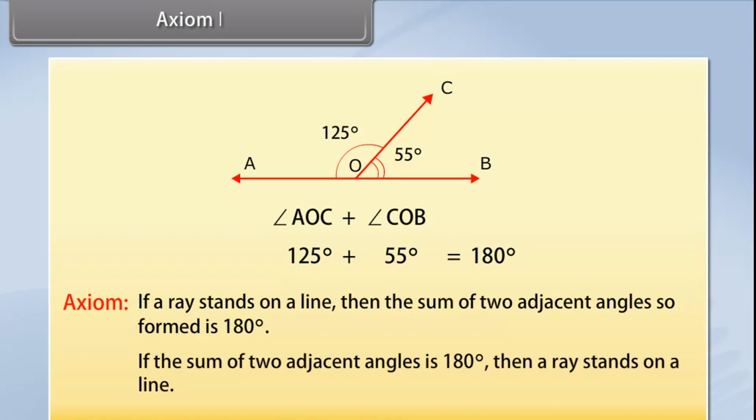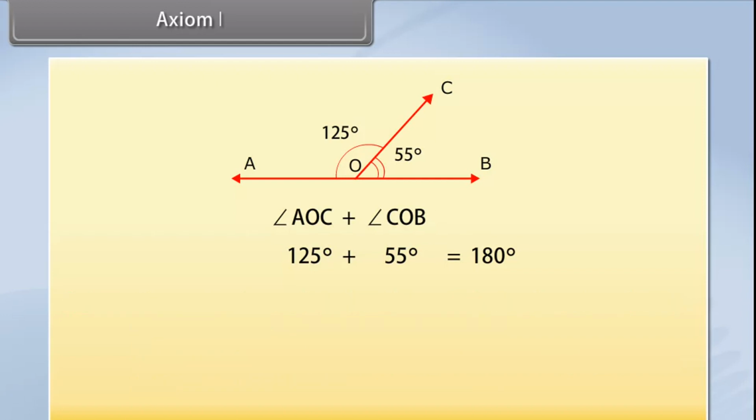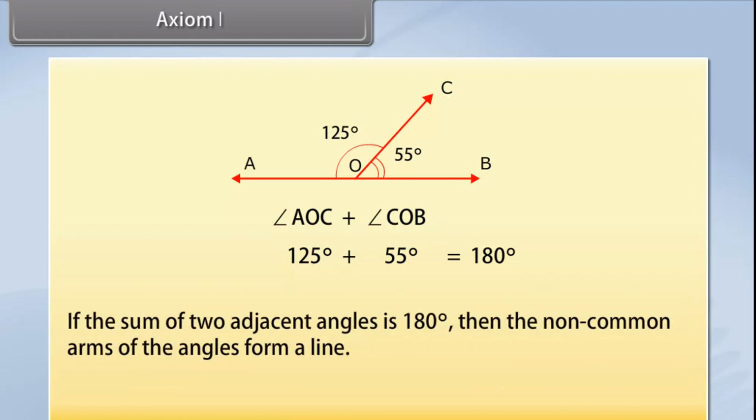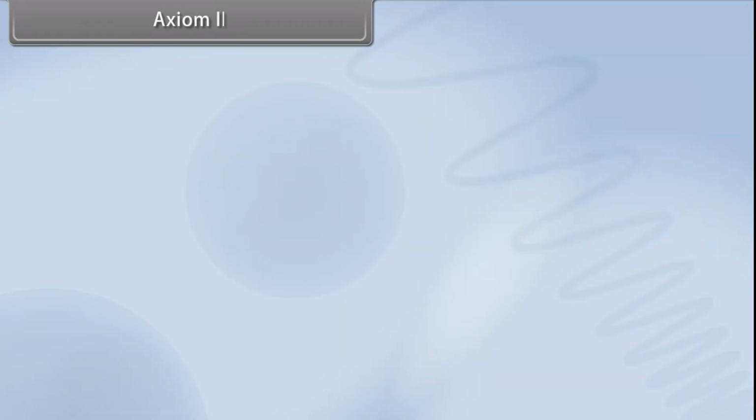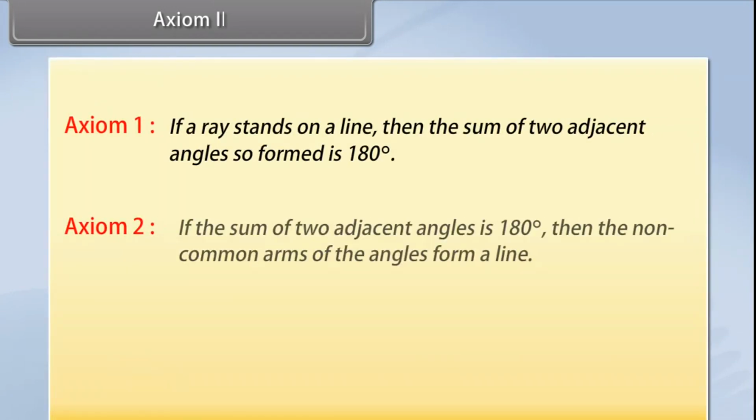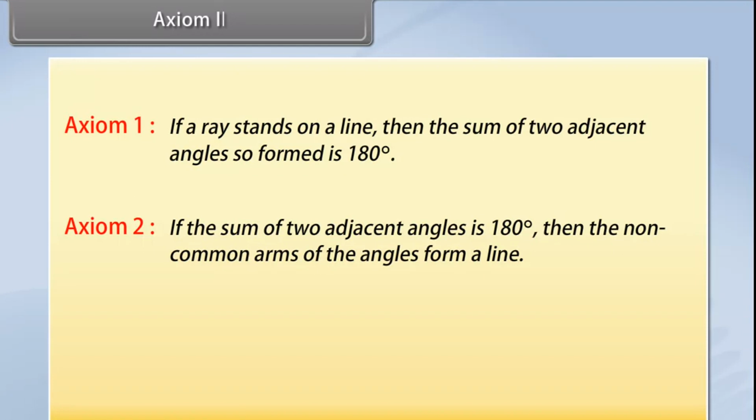And we can state it in the form of another axiom, which is, if the sum of two adjacent angles is 180 degree, then the non-common arms of the angles form a line. Axiom 2. We get two axioms now. These two axioms together are called the linear pair axiom.